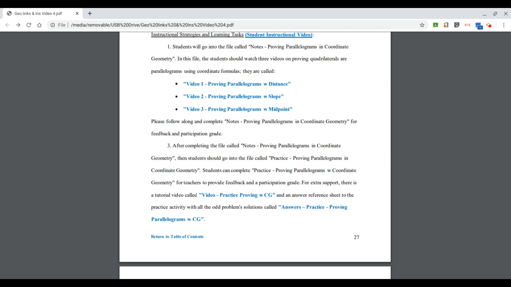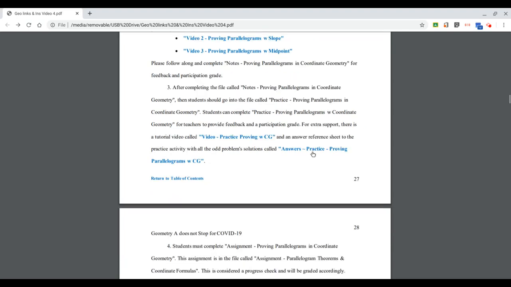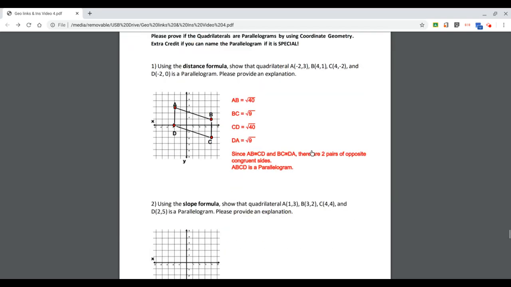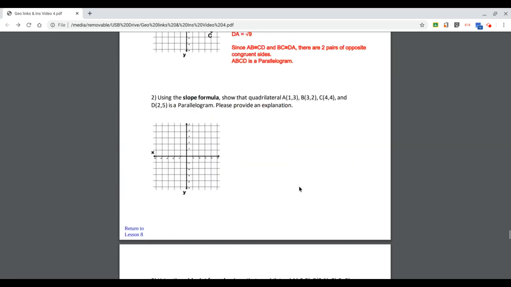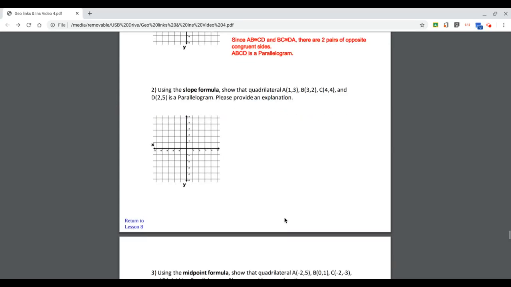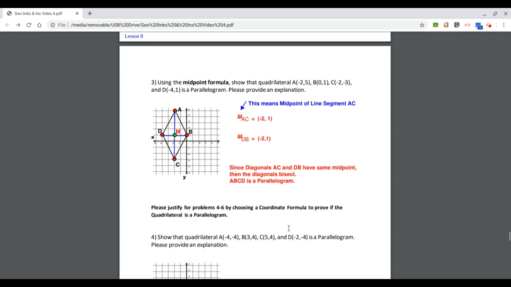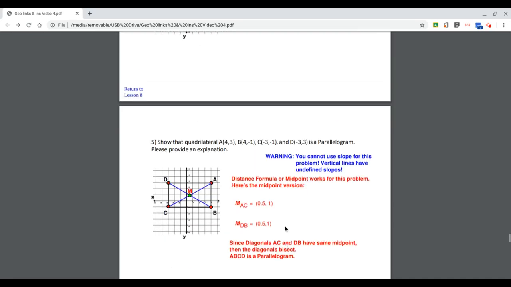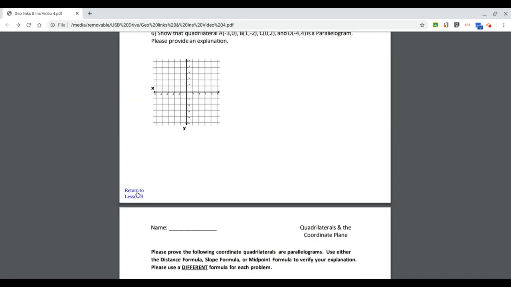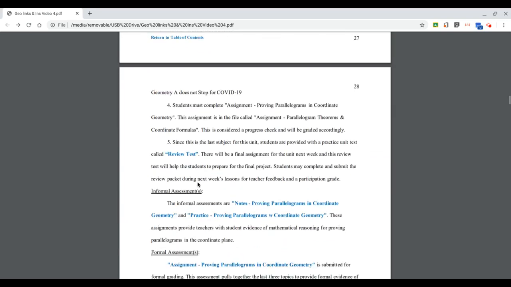student activity. Furthermore, they can check the majority of their answers by looking at this answer file, Practice Proving Parallelograms with CG. And it looks like this. I did not answer all the problems. And with this topic, they had to fill in their own charts, but I gave them some examples. I didn't show work because they need to find the work on their own, but I did provide reasoning for why I did what I did. All right, so let's take a look. Okay, and that was the answers to the practice.